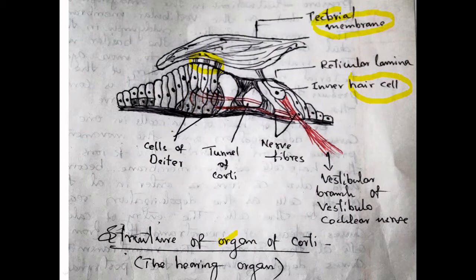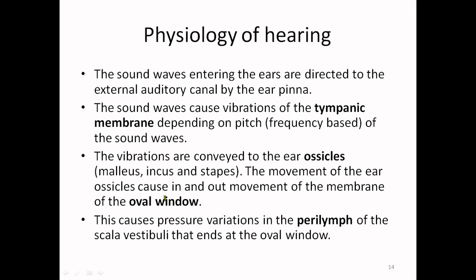So there is a tectorial membrane here, hair cells, and there are supporting cells that are present at the base of the hair cells. All these hair cells are supplied with nerve fibers, and all of them connect to the auditory nerve, the vestibulocochlear nerve, the eighth cranial nerve. It is the vestibulocochlear nerve.